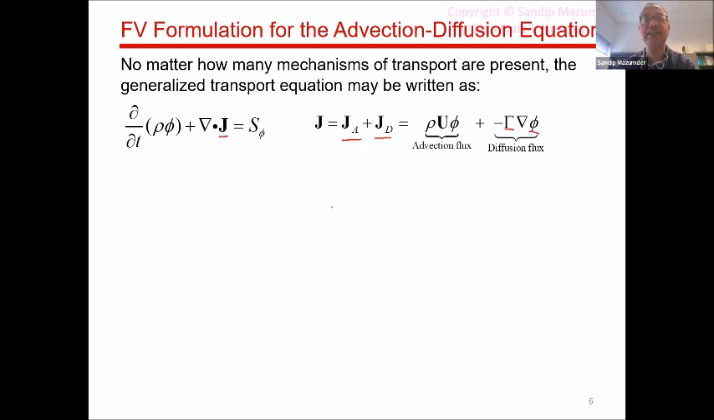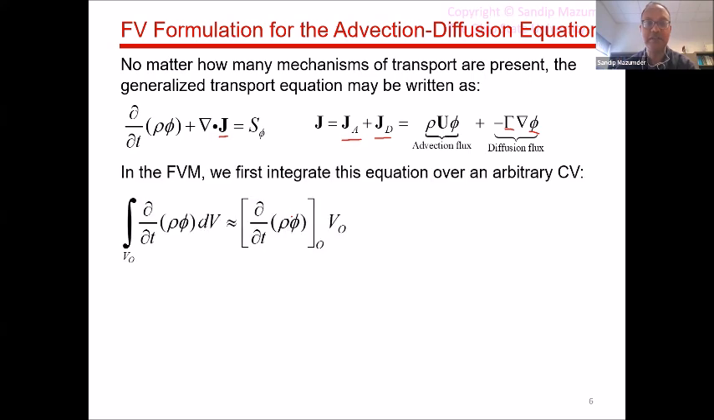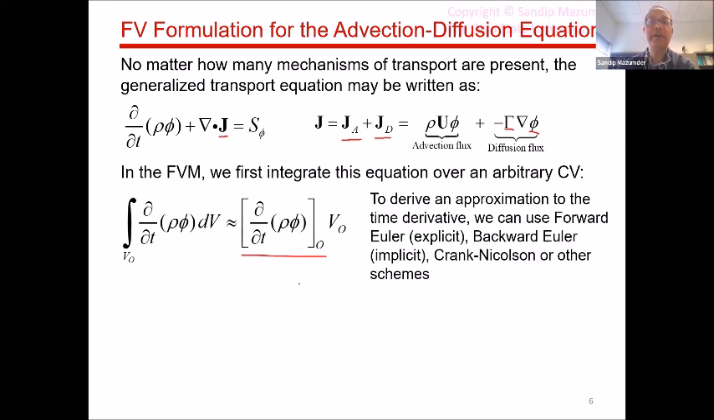In this case, the advected scalar will be velocity components. Okay. So when we do finite volume integration or finite volume formulations, basically what you do is integrate each term over a volume, V naught. So the transient term becomes that. And for the time derivative, you can either use a backward Euler method or a Crank-Nicholson method or other methods.